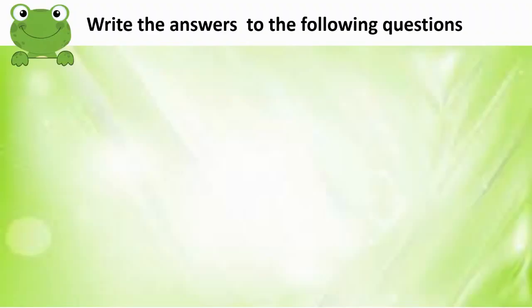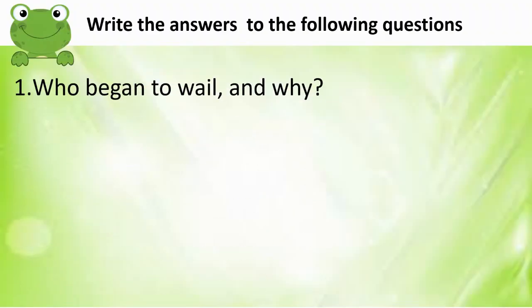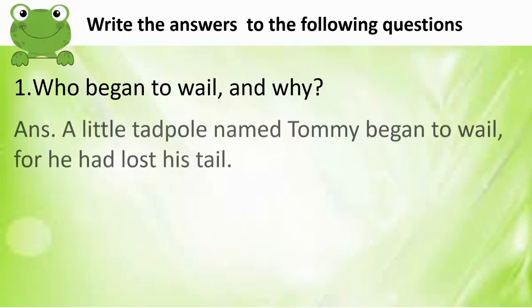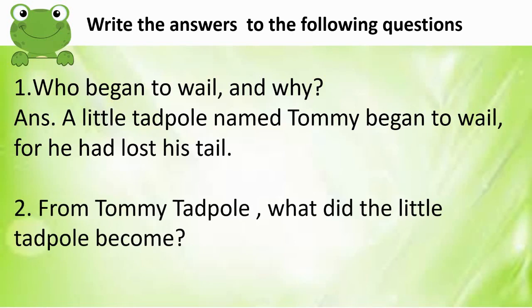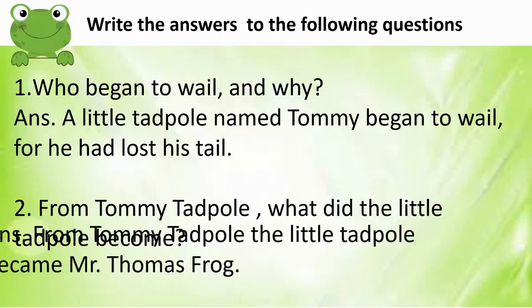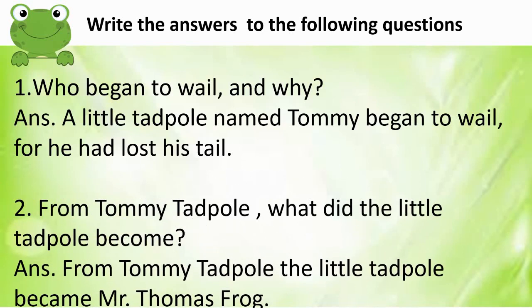Write the answer to the following questions. First one, who began to wail and why? Answer, a little tadpole named Tommy began to wail, for he had lost his tail. Second, from Tommy Tadpole, what did the little tadpole become? Answer, from Tommy Tadpole, the little tadpole became Mr. Thomas Frog.